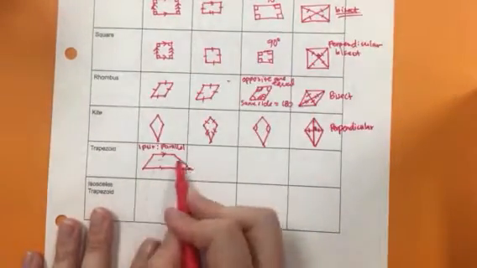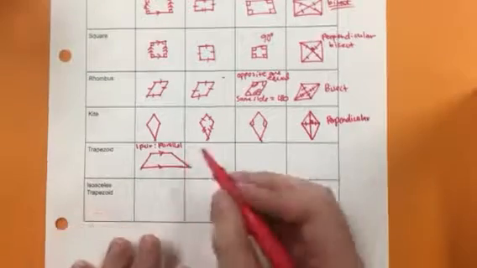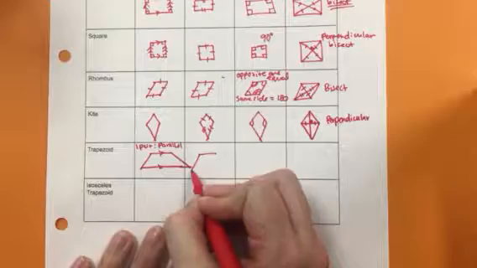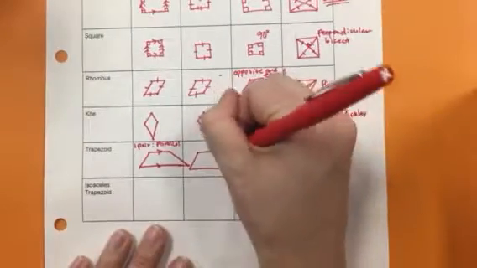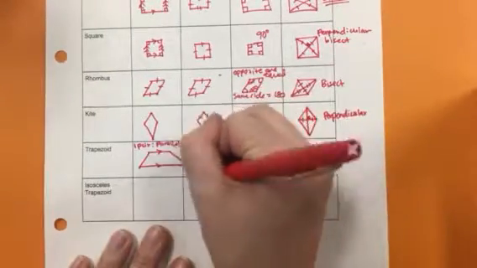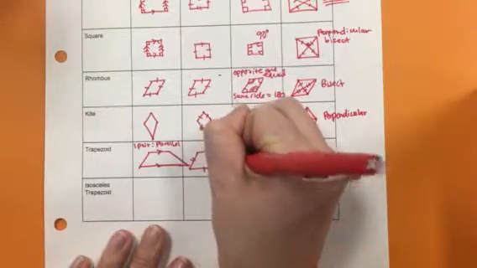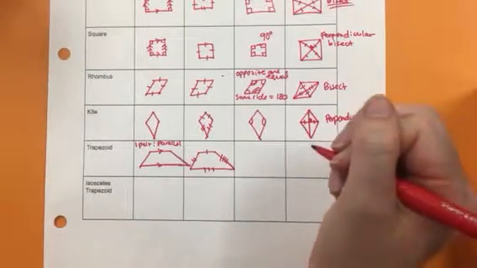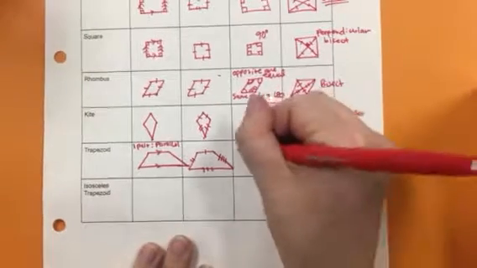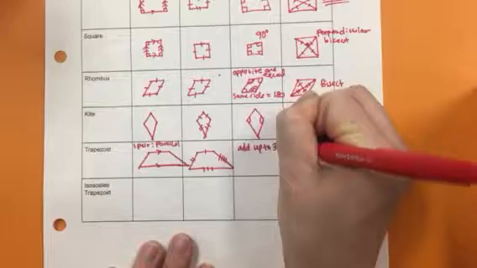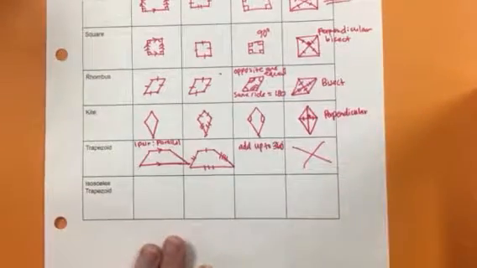These sides are not the same length. So then none of these sides are going to match each other. They'd all be different sizes. The angles add up to 360. And there's no diagonals on that one.